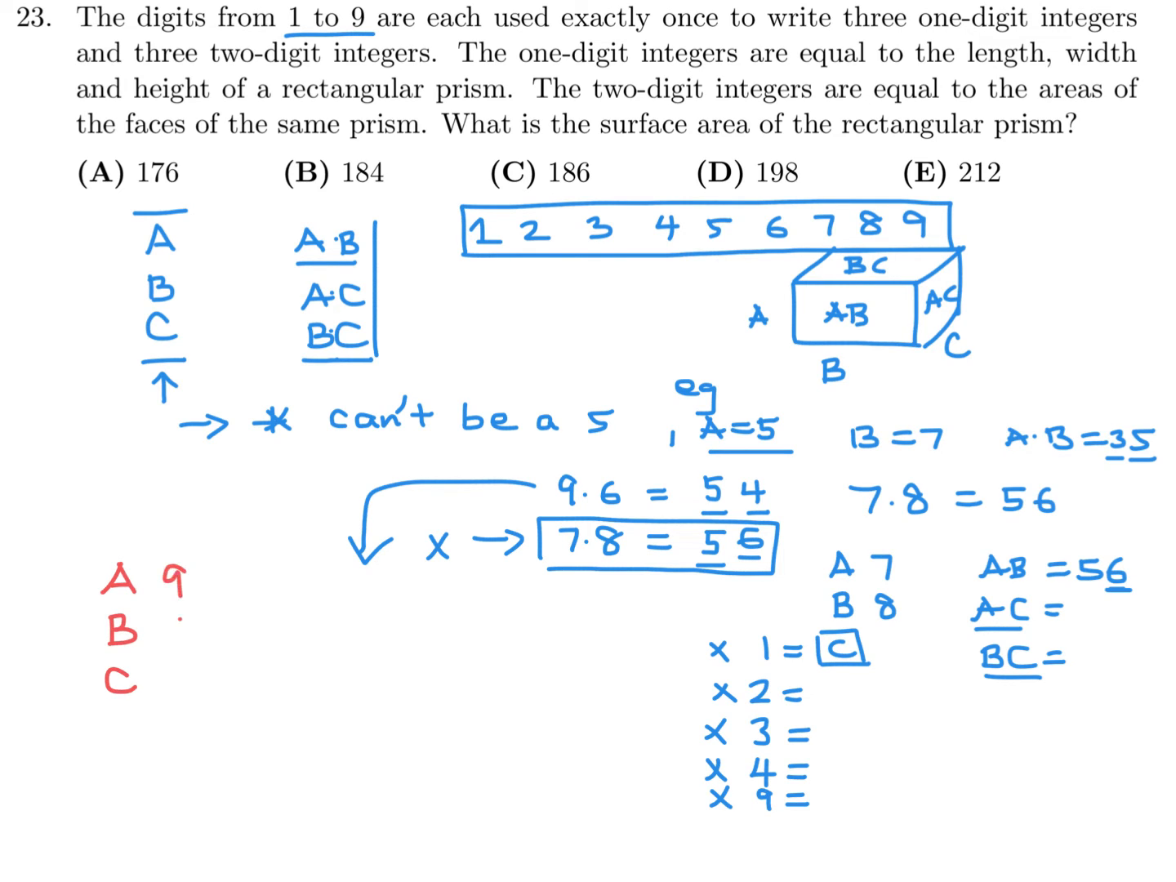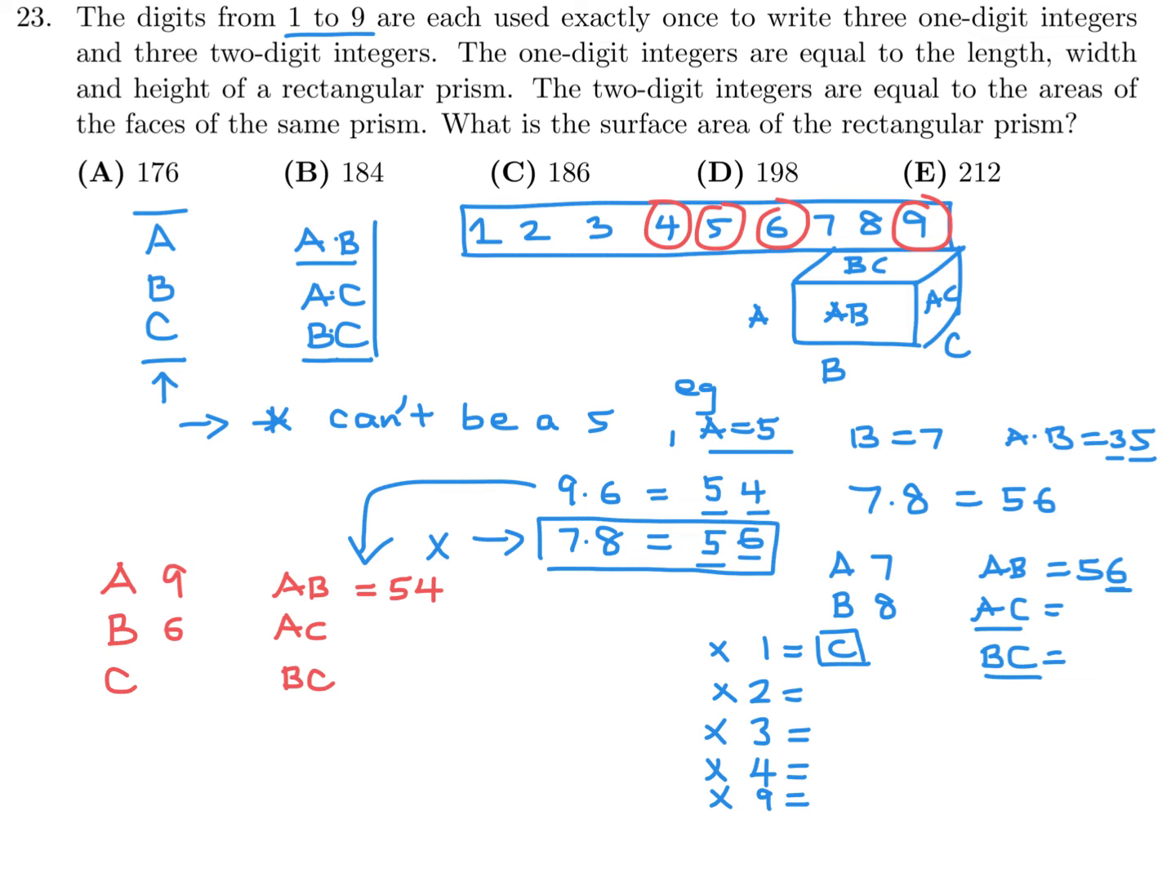So I put this as a 9, I put this as a 6. And then we got AB, AC, and BC. So AB is 9 times 6, which is 54. Okay, so we've used up a 9, we used up a 6, we used up a 5, we used up a 4. Okay, so now let's see.